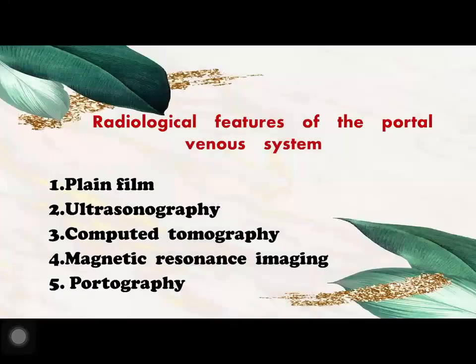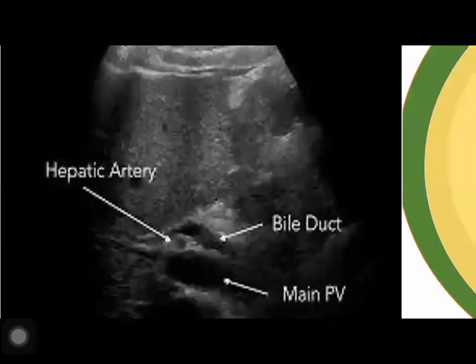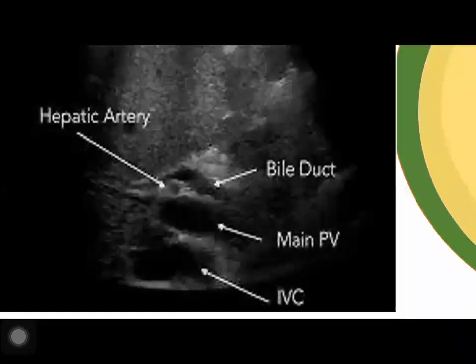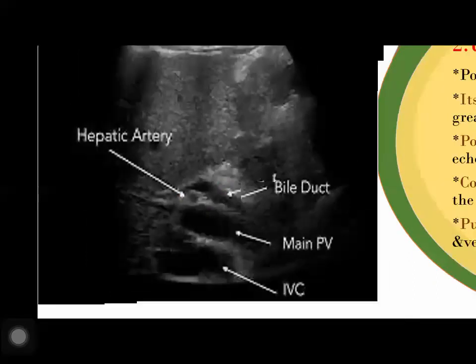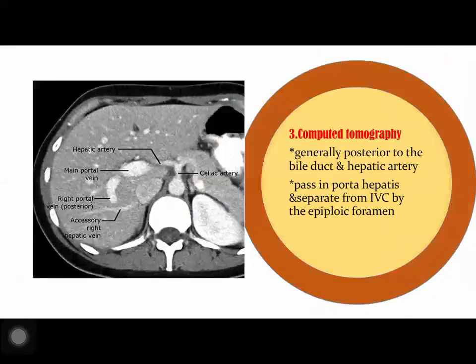According to the radiological features of the portal venous system: on plain film, the portal vein is not seen on the plain X-ray. On ultrasound, it is posterior to the hepatic artery and common bile duct. The portal vein has a more echogenic wall than the bile duct branch. On the CT scan, it is generally posterior to the hepatic artery and common bile duct, separated in the porta hepatis from the inferior vena cava by the epiploic foramen.